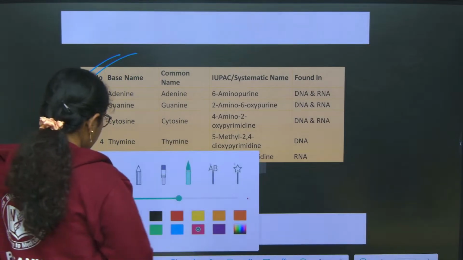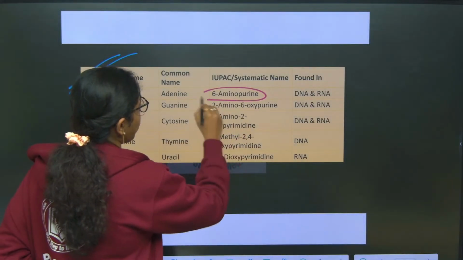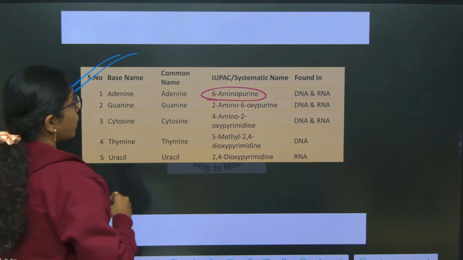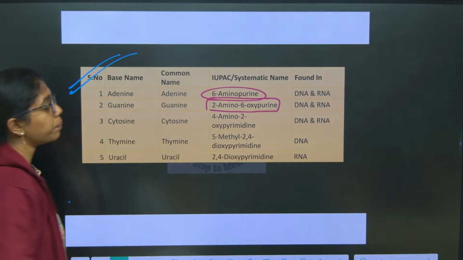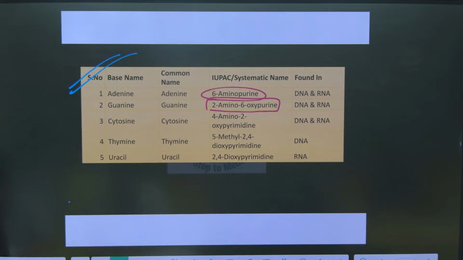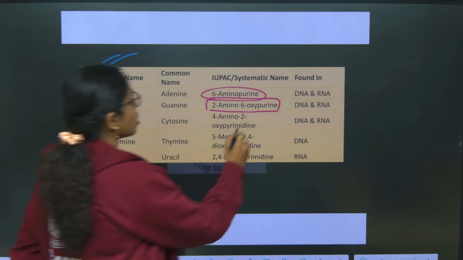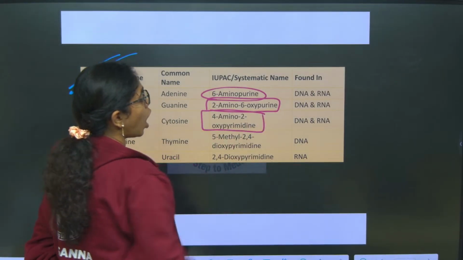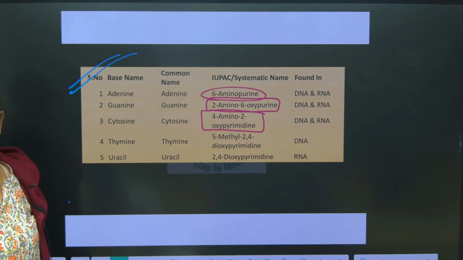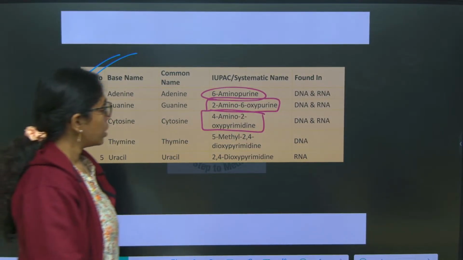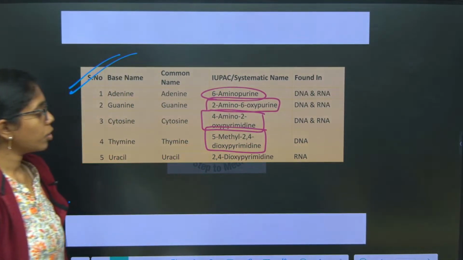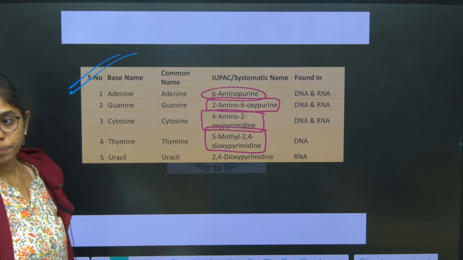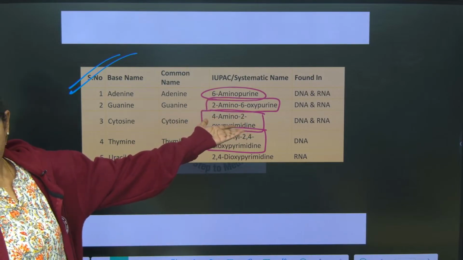Adenine is also called 6-aminopurine. Guanine is also called 2-amino-6-oxypurine. Cytosine is also called 4-amino-2-oxypyrimidine. Take down parallelly. Thymine is also called 5-methyl-2,4-dioxypyrimidine. Uracil is 2,4-dioxypyrimidine. Their presence in DNA and RNA you already know.